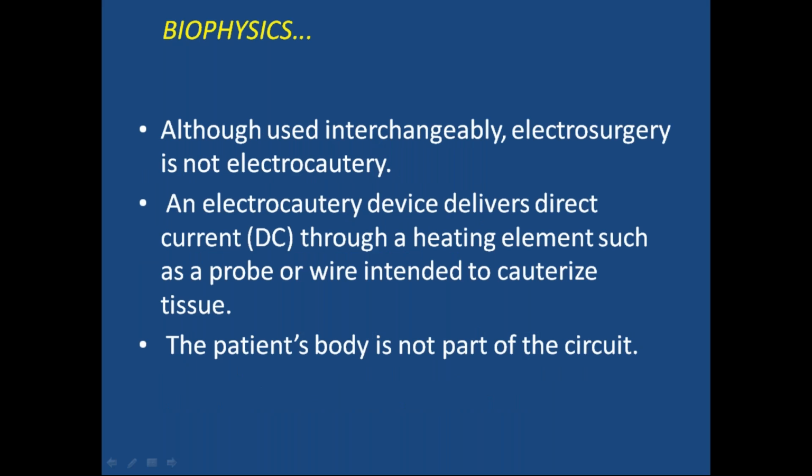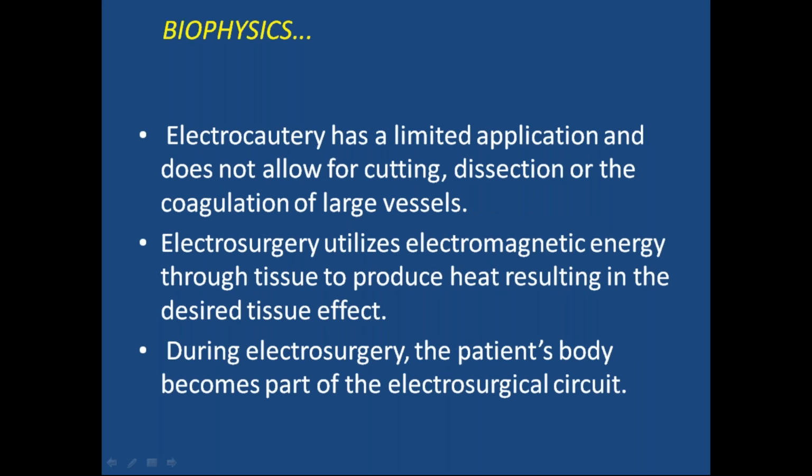Although used interchangeably, electrosurgery is not the same as electrocautery. An electrocautery device delivers direct current through a heating element such as a probe or wire intended to cauterize the tissue. The patient's body is not part of the circuit. Electrocautery has limited application and does not allow for cutting, dissecting, or coagulation of large vessels. Electrosurgery utilizes electromagnetic energy through tissue to produce heat, resulting in the desired tissue effect. During electrosurgery, the patient's body becomes part of the electrosurgical circuit.